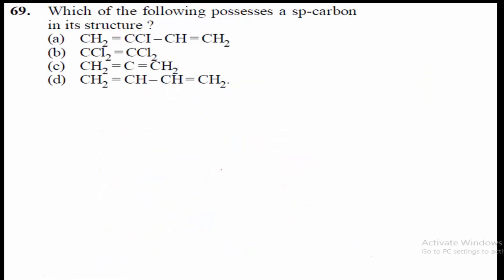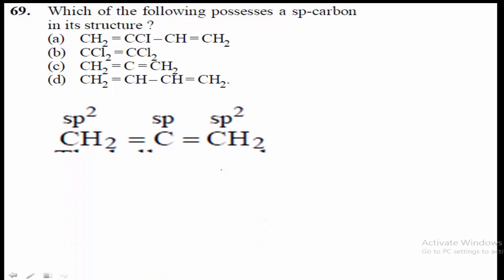69th. Which of the following possesses an sp carbon in its structure? So among these three, which one will possess an sp carbon? This is the answer, CH2 double bond C double bond CH2. This carbon will represent the sp carbon because here also a double bond is there, here also a double bond is there.